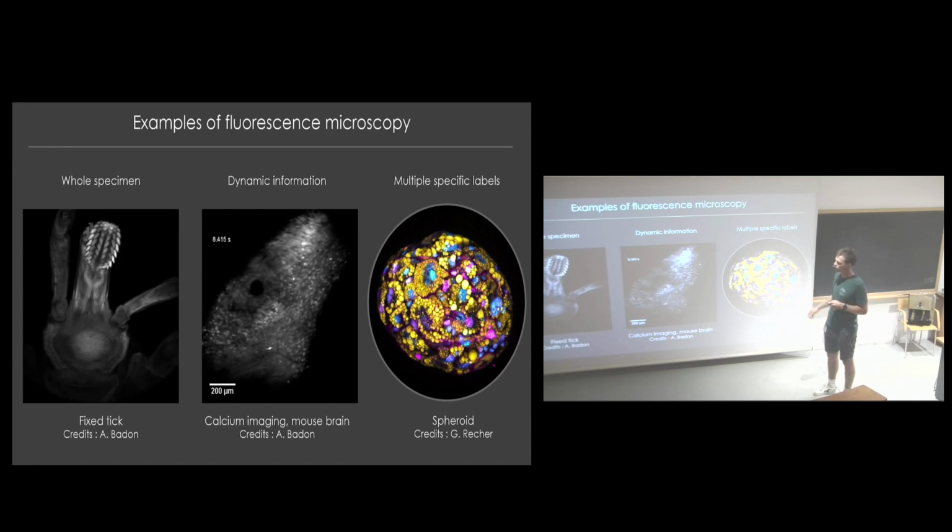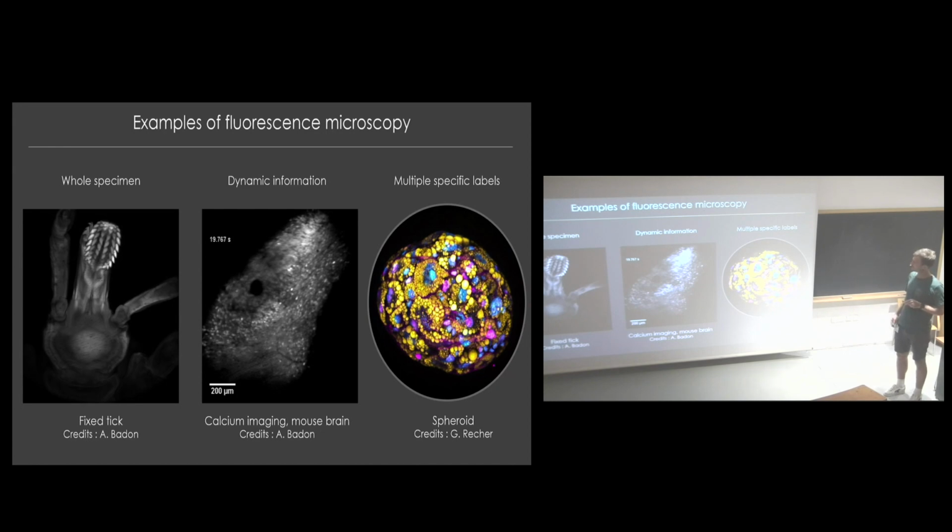But you can also have different markers that can be dynamic. You can do, for instance, a lot of calcium imaging, especially in the mouse brain. Here, the neurons emit fluorescence only where there is some calcium activity, calcium exchange, meaning that there is some brain activity. And you have here some dynamic information. I'm not going into too much detail because you will see this tomorrow.